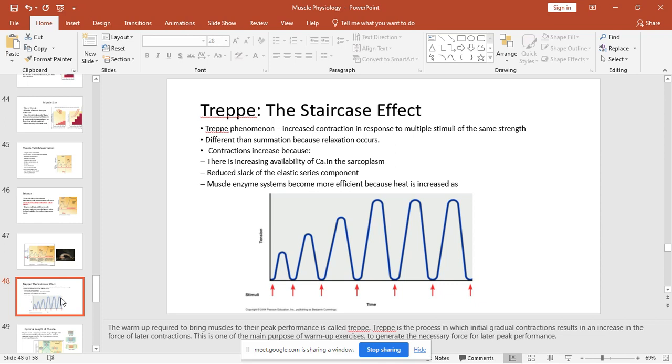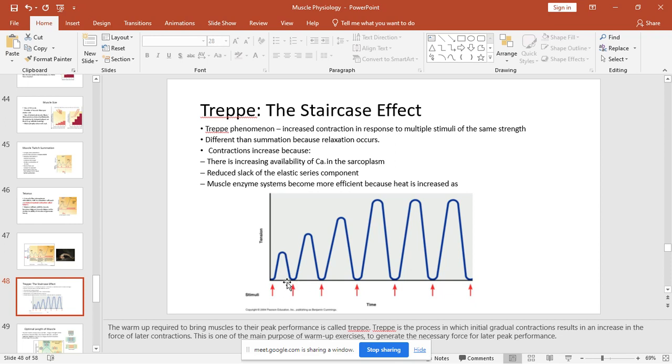Probably borrowed from French. This is a phenomenon which has been noted, where the subsequent contractions of a muscle are going to be more or better than the previous ones. So meaning that if you warm up, the contractions of your muscles are going to be better than if you did not. So the warm up acts as a preparatory measure. And you can see in my plot here, the blue plot represents the tension in the muscle.